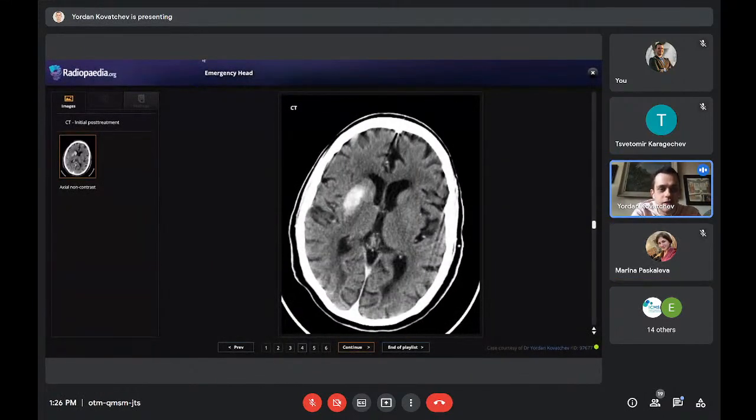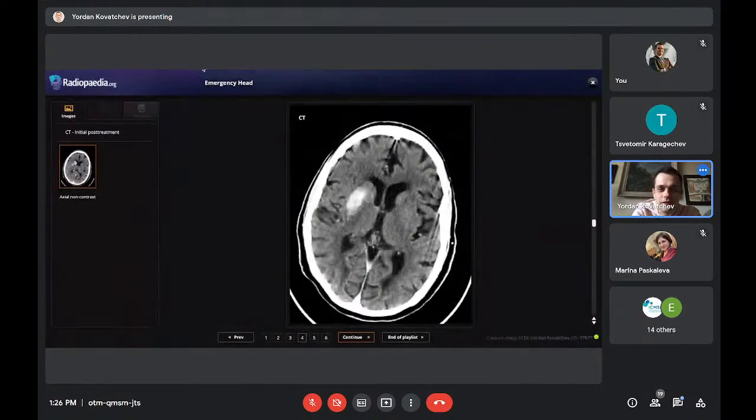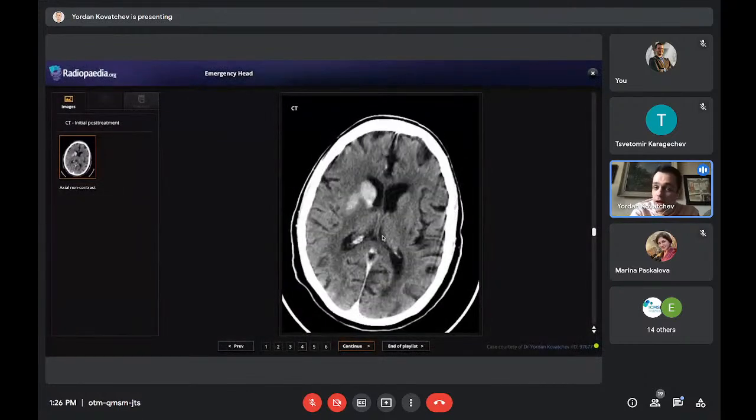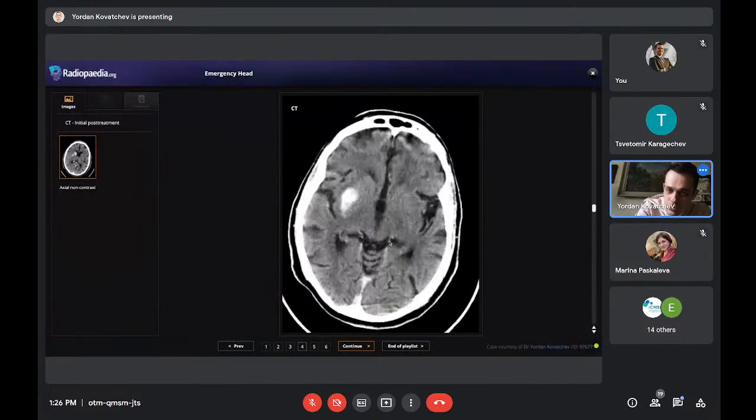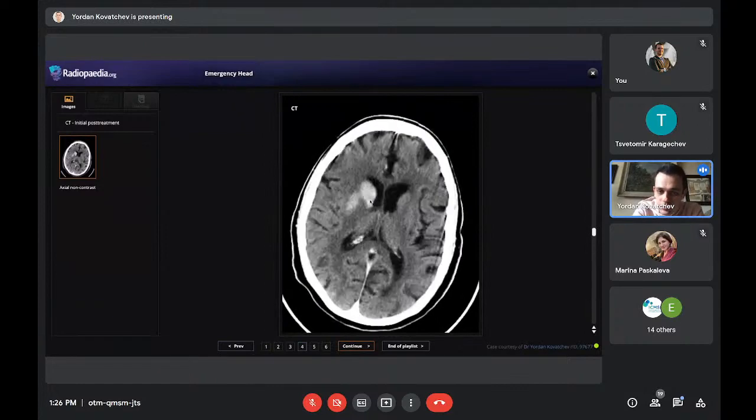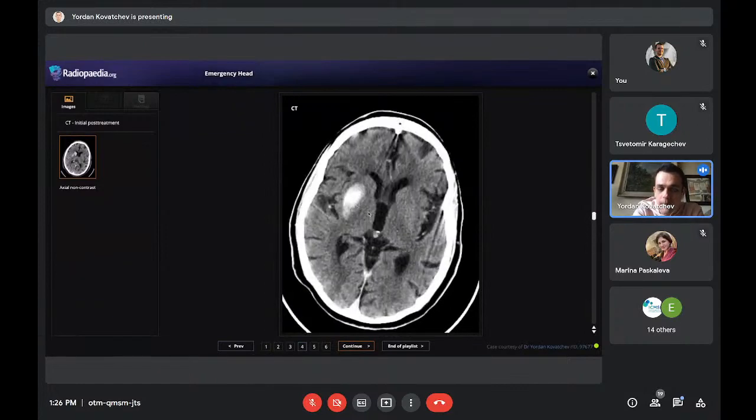Great. This is exactly what I thought, like I opened the CT. So it's just a second, sorry. There is something hyperdense, right? So that's why you think hemorrhage. And it's confined within the basal ganglia, which means intraparenchymal hemorrhage.